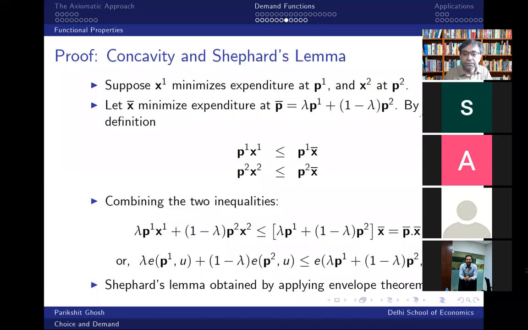expression, in the above inequality, I'm saying the first inequality, P1 X1 should be greater than or equal to P1 X bar, no? Because X1 is minimizing the cost for price P1. That's what I've written. The only thing you can be uncomfortable with is that the inequality is weak. Is that what you're saying?